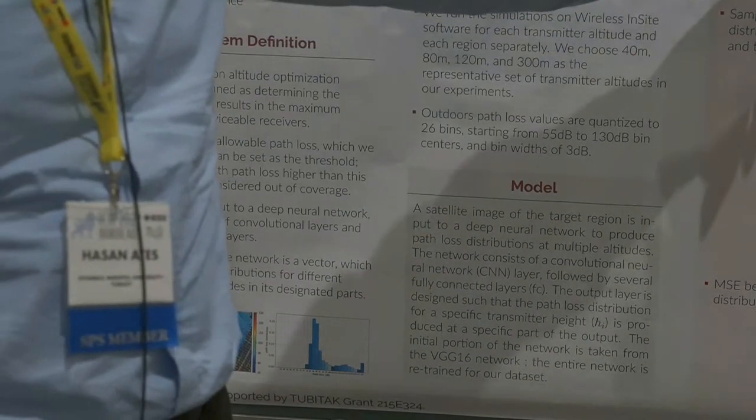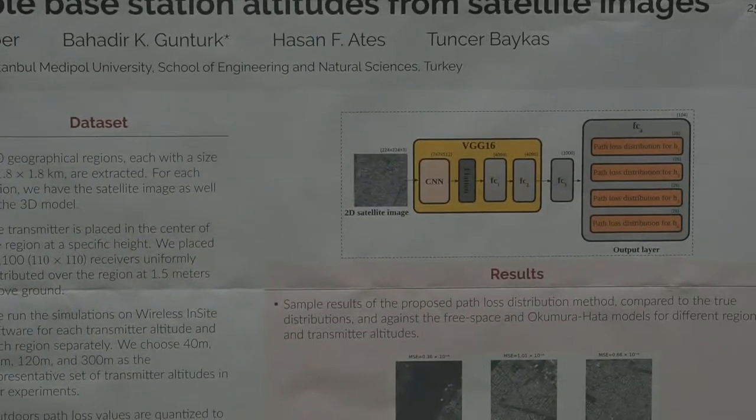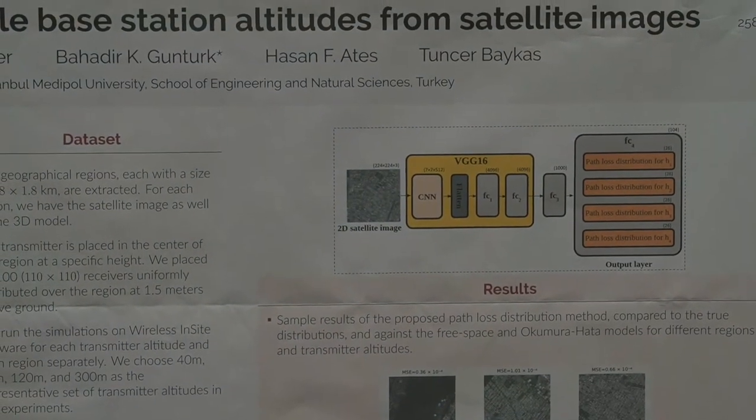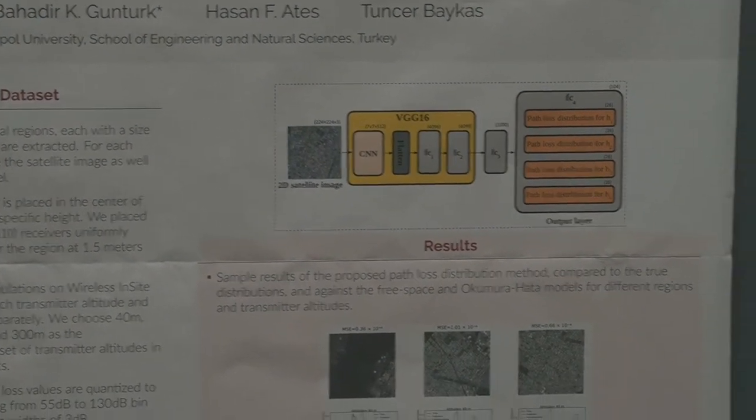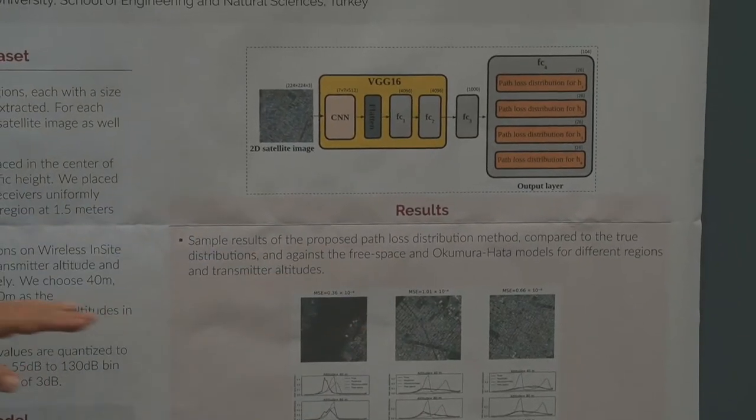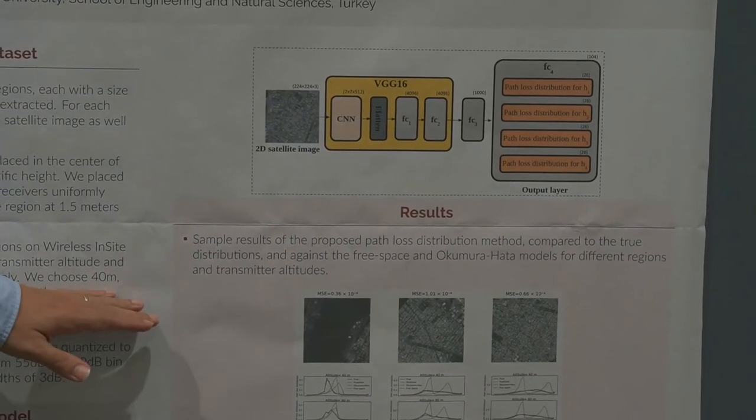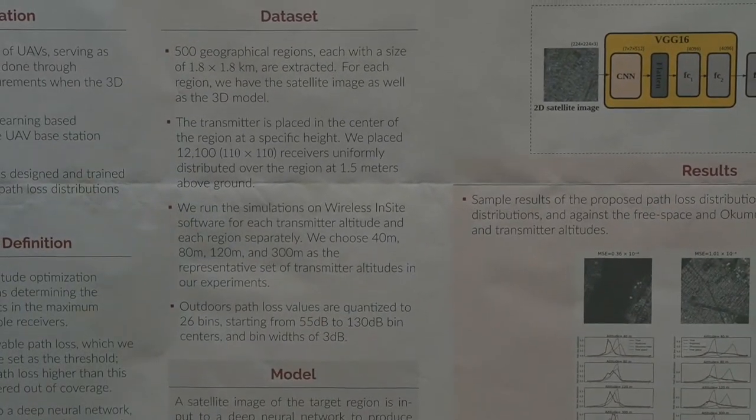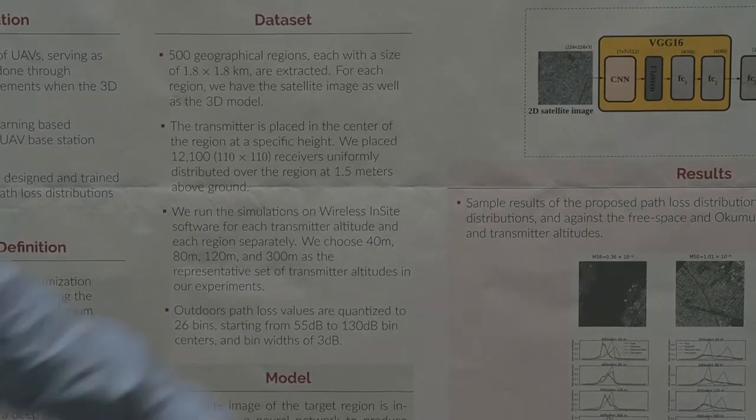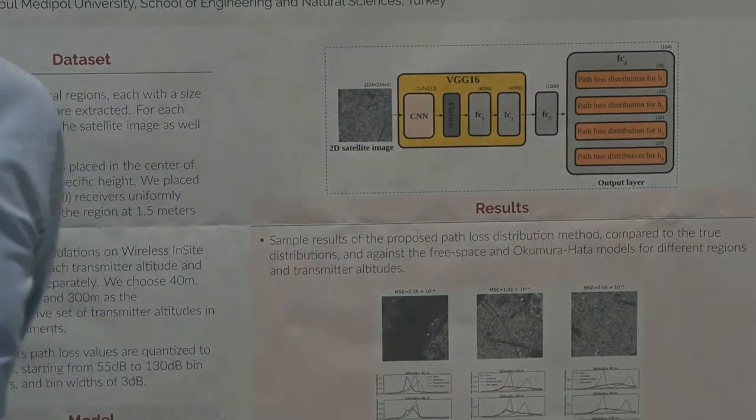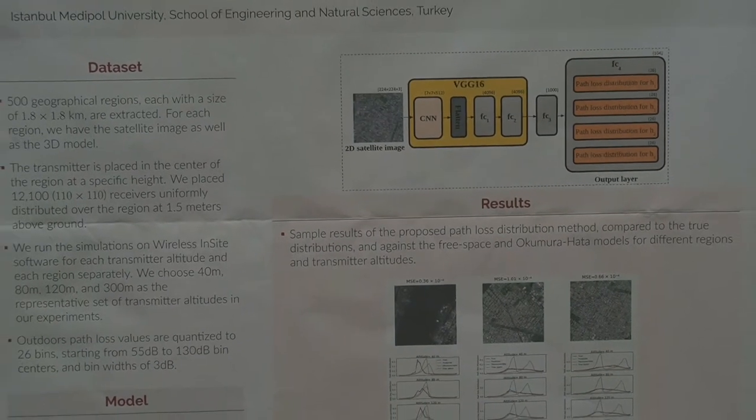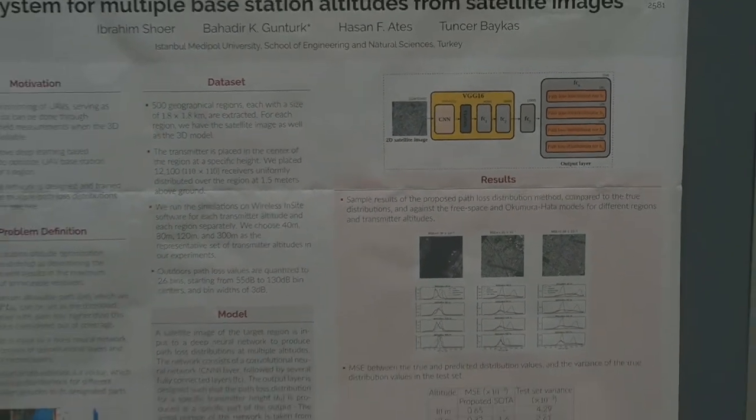The input is the 2D satellite image of the area, and the output are the histogram values at four different heights. Basically, the heights are 40 meter, 80 meter, 120 meter, and 300 meter for the drone. And we have the histograms at four different heights, and we basically estimate the histograms at these heights.